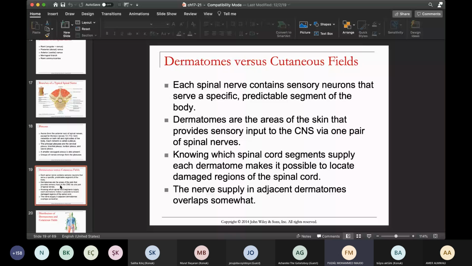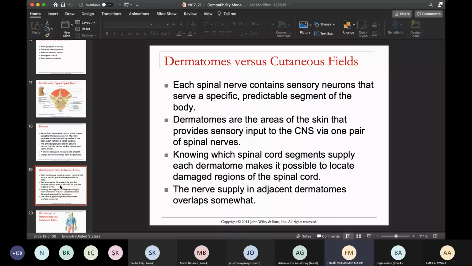Dermatomes and cutaneous fields. All right, so this is fun. The skin over our body ends up being supplied by somatic sensory neurons. And these somatic sensory neurons carry nerve impulses from the skin into the spinal cord and eventually to the brainstem.